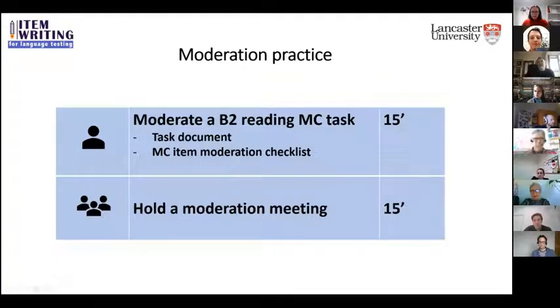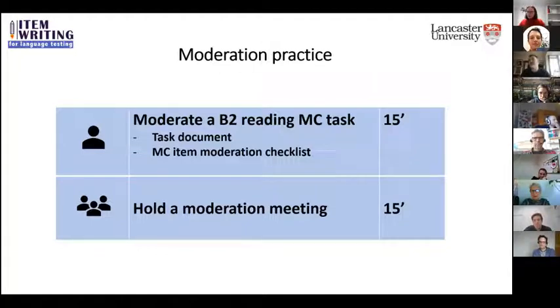One document is a B2 reading task accompanied with 4 multiple choice items. This is a task you're going to moderate in the next 15 minutes. This is an actual task, a first draft of a task that was written for one of the projects I've taken part in. This document also contains some extracts from the task specifications.